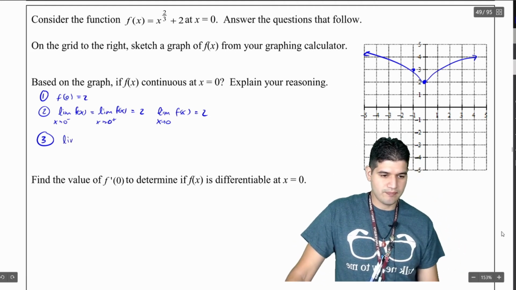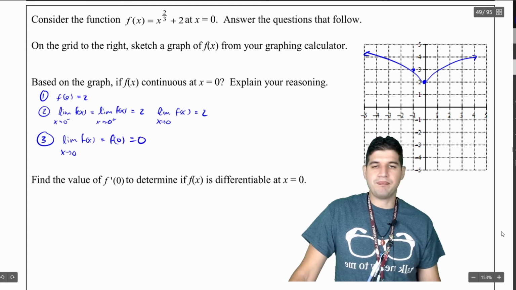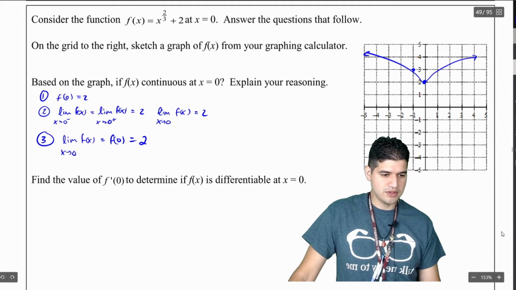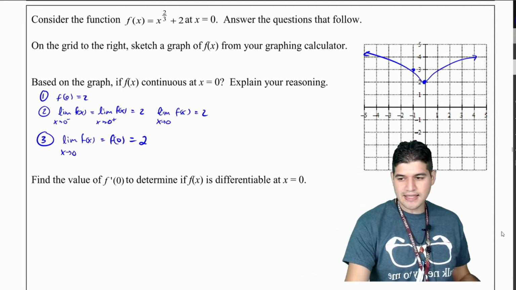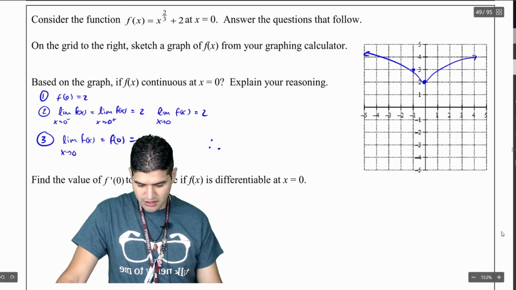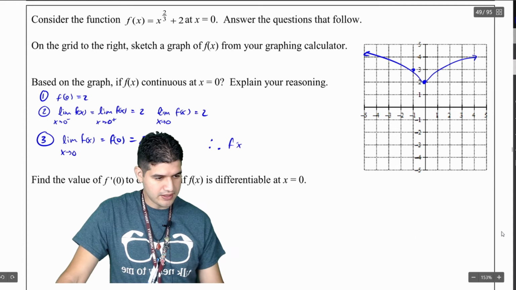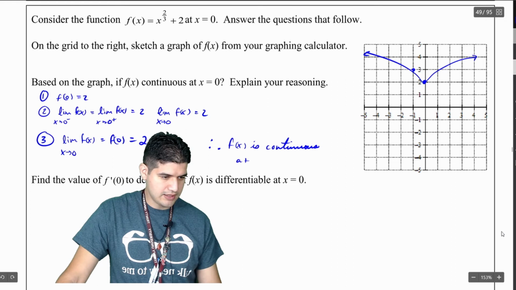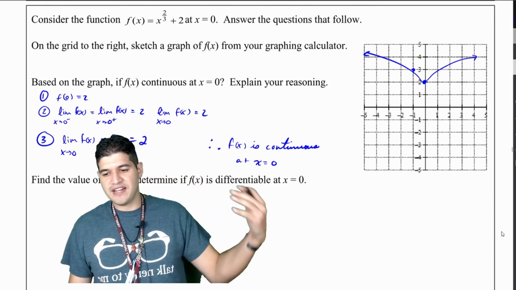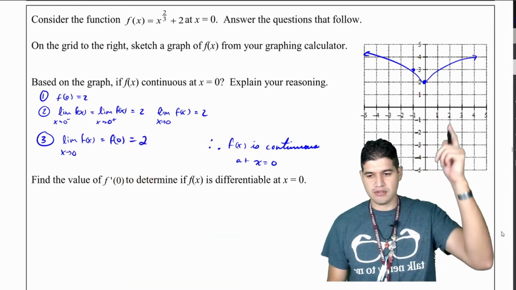So the limit of f of x as x approaches 0 equals f of 0, which they both equal, sorry, I made a mistake right there. They both equal 2, okay? So what does that mean? So what can we do? So we're going to say, therefore, f of x is continuous at x equals 0. So we've shown that. We can see that happening here. F of x is continuous, and you see it up here in the graph above, okay?